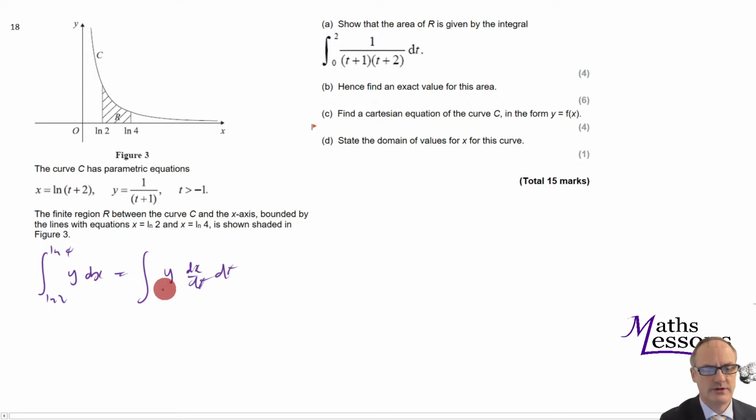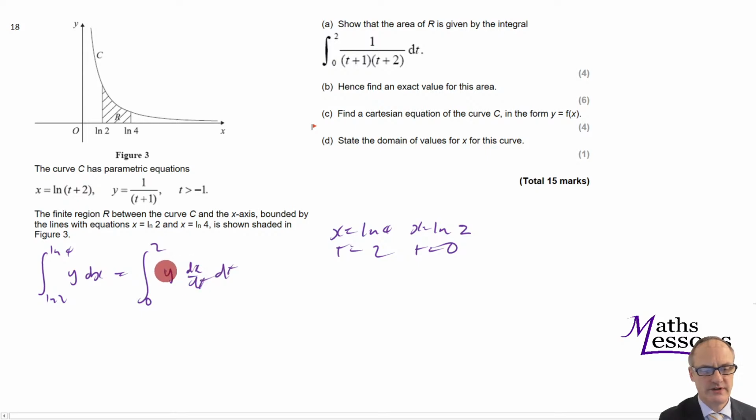dx by dt is the formula that allows us to convert into the parametrics. So first of all, we've got x is equal to natural log of 4. If we have x equal to natural log of 4, we can see that t plus 2 must equal 4, therefore t will equal 2. And if x equals natural log of 2, then we can see that t will equal 0, because t plus 2 must equal 2, so therefore t must equal 0. So we're going to be looking at limits from 0 to 2 for this.